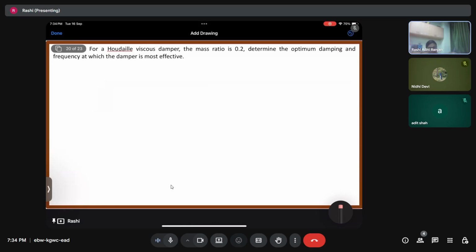So over here, if we have the mass ratio, which is mu, given to us 0.2, which is nothing but m2 by m1. I'm going to just use the formula. We have the optimum damping value formula, eta naught, as mu by under root of 2, 1 plus mu, 2 plus mu.